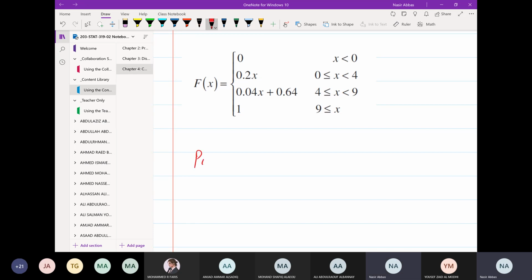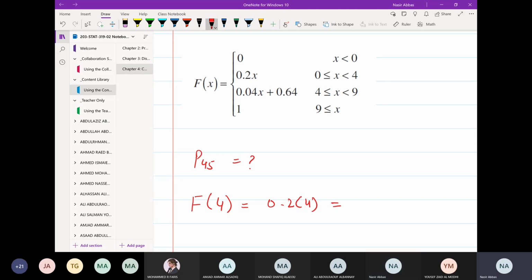P45 here. Now, which CDF will you use, between 0 to 4 or between 4 to 9? The answer is you try to find the capital F at 4. Capital F at value 4. That will be 0.2 times 4.